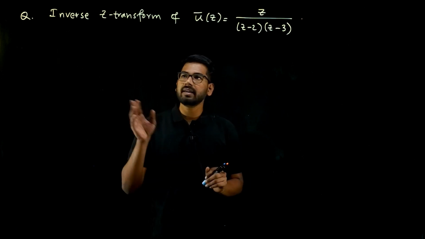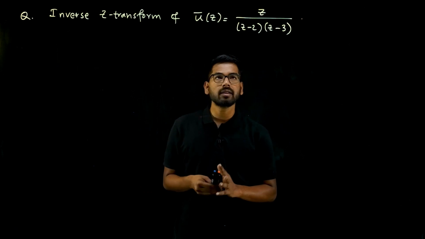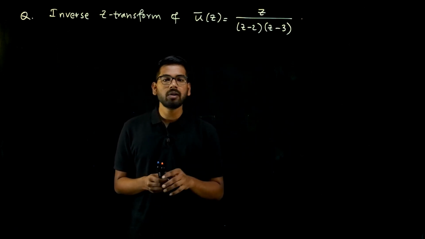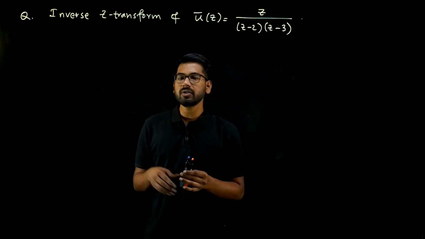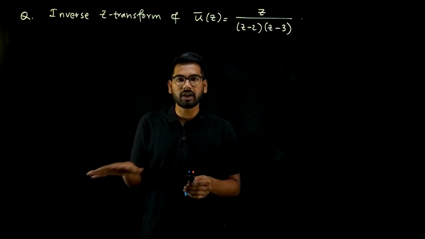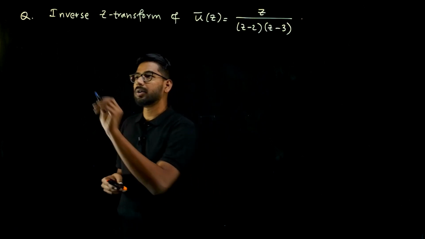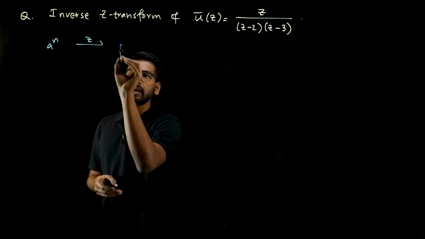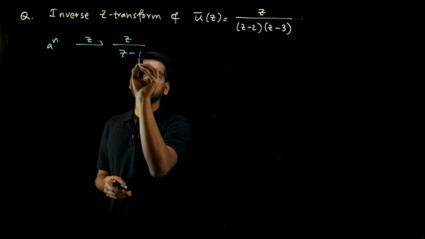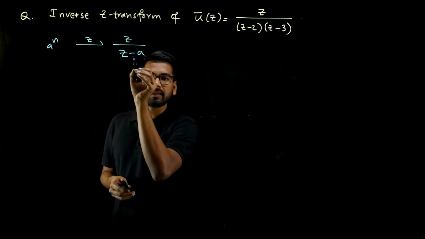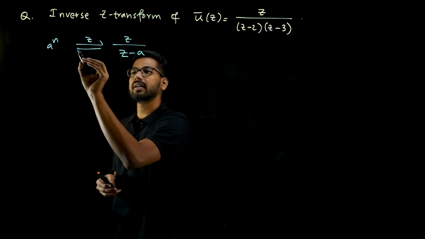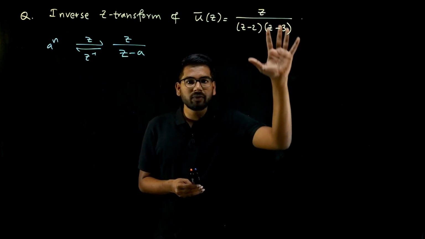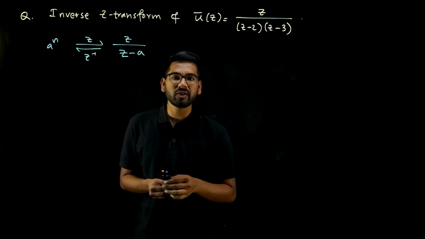The question is: find the inverse Z transform of U bar of z, which is equal to z over (z minus 2)(z minus 3). There is no formula for finding inverse Z transforms. We need to use a standard set of transforms, such as a power n. If you take the Z transform, it will be z over z minus a. So the inverse Z transform of z over z minus a will be a power n. So we need to convert this U bar of z in terms of z over z minus a.